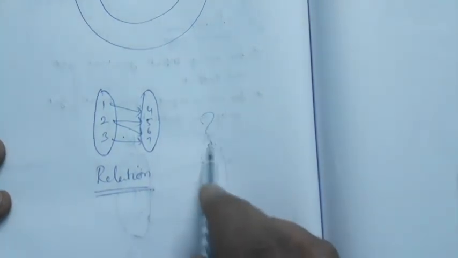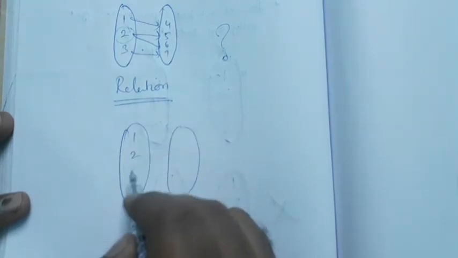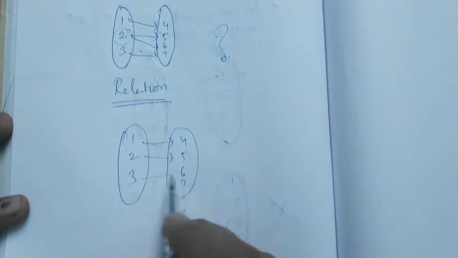The question is whether this is a function. This is definitely not a function, because the element 2 has got two outputs. So which can be taken as a function? 1 2 3 4 5 6 7. Like this, this can be taken as a function. See, for every input you are having only one output. You should not have two outputs.